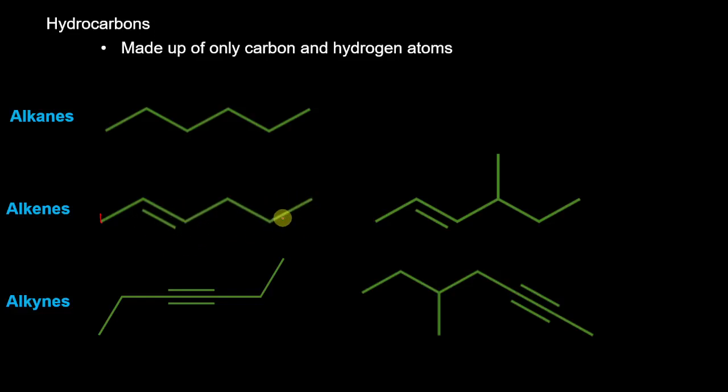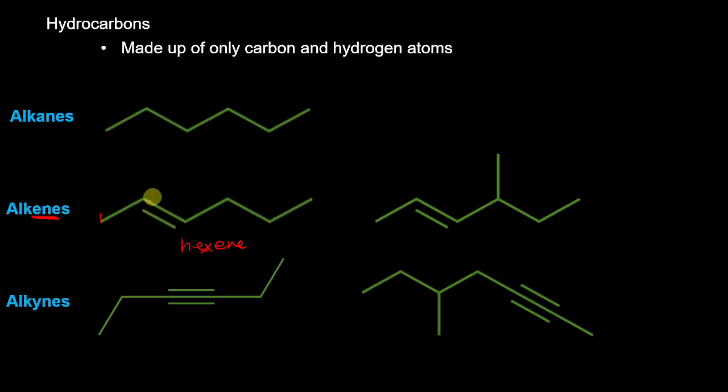So we have, again, hex for 6, right? Hex. And then this one is a double bond, so hindi na hexane, it will be hexene. So again, for double bond, for alkene, we use the suffix "-ene". So this will be hexene. Also, we need to tell the location of the double bond.